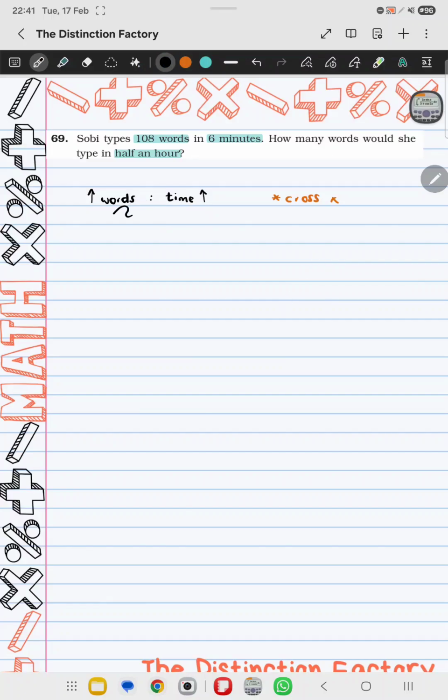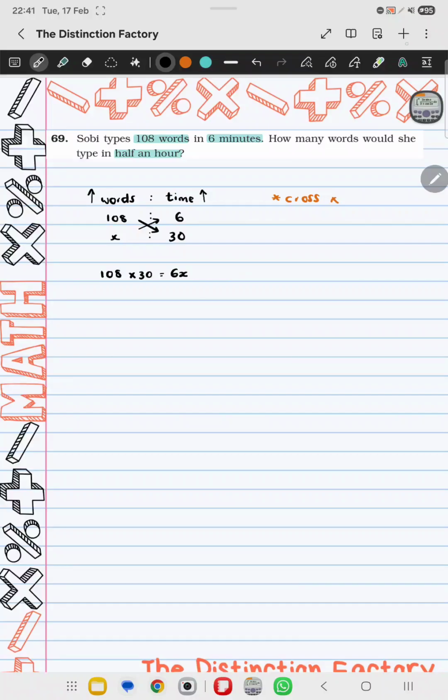Writing down our known ratio, we know for sure that she will be able to type 108 words in 6 minutes, but we don't know how many words she can type in a half an hour. But let's convert that into minutes, so it'll be 30 minutes. And the reason we do that is because we want uniformity between our units of time. So because this is direct proportion, we are going to cross multiply here. So we've got 108 times 30, and that needs to give us x times 6, which is 6x.